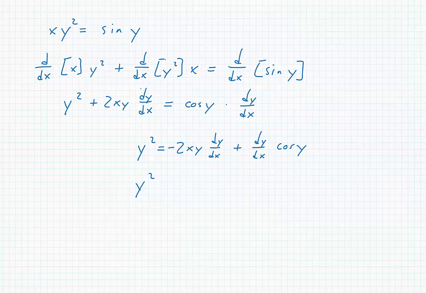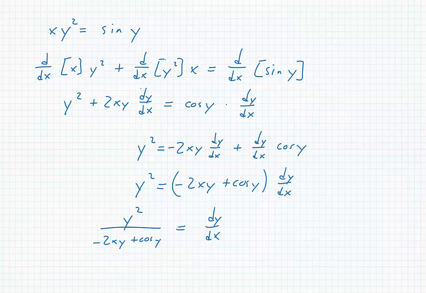We're going to factor out a dy/dx, so we're going to get negative 2xy plus cosine y times dy/dx. And if we divide both sides by what's in parentheses, we'll end up with y squared divided by negative 2xy plus cosine of y is equal to dy/dx.